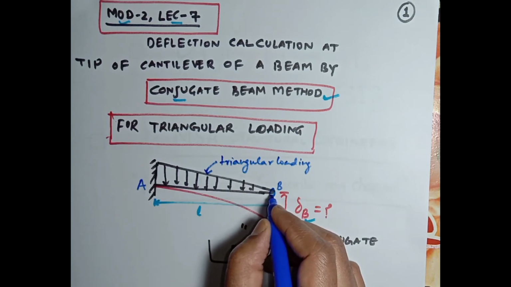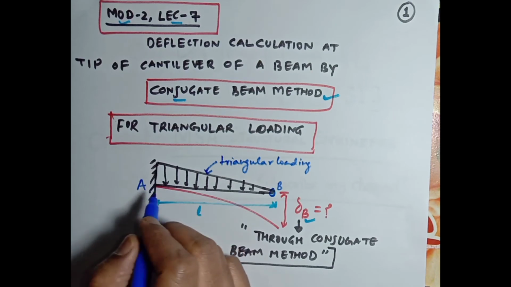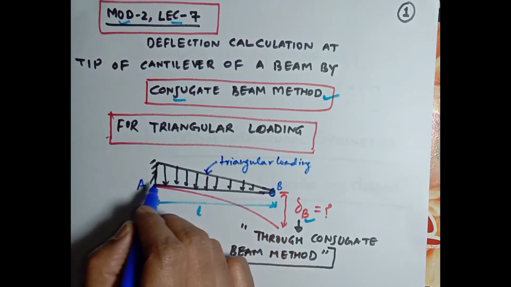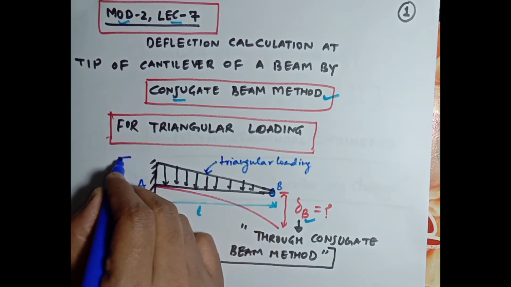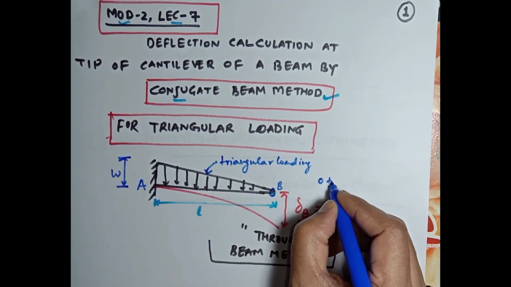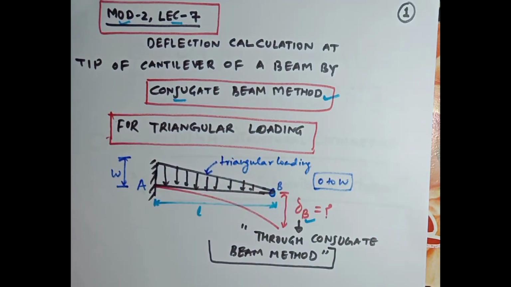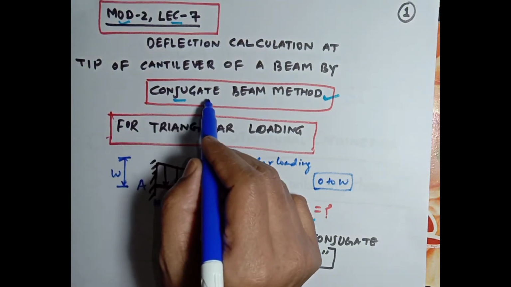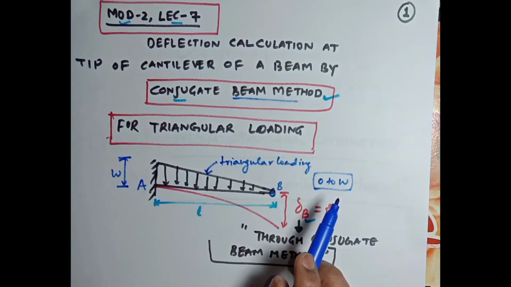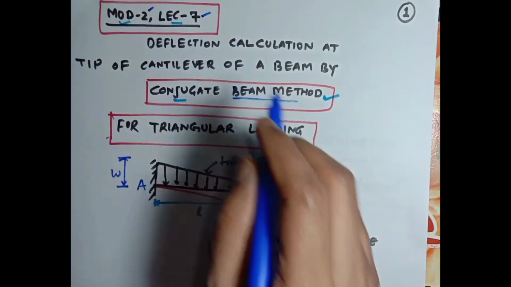The value of load at point B will be 0, and at the fixed end of this cantilever beam will have a value which is W. So the value will range from 0 to W. And we are going to find deflection for this cantilever beam using the conjugate beam method. This is lecture 7 of module 2.